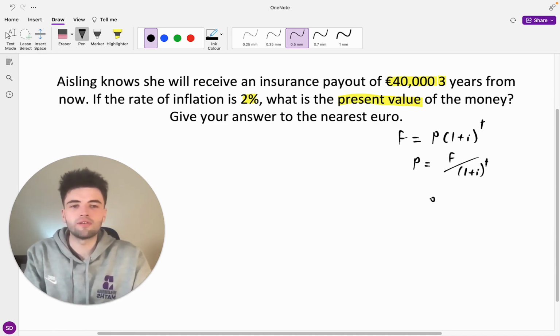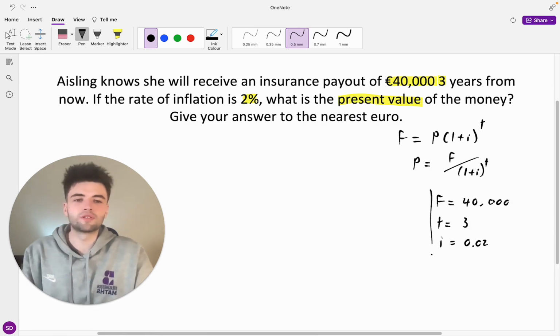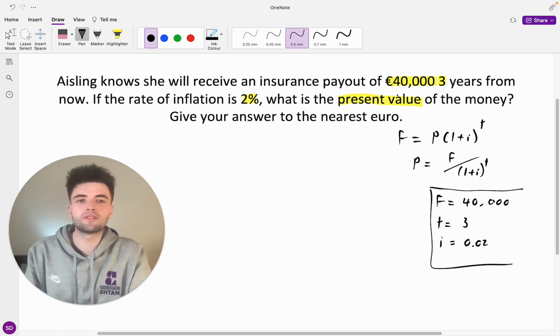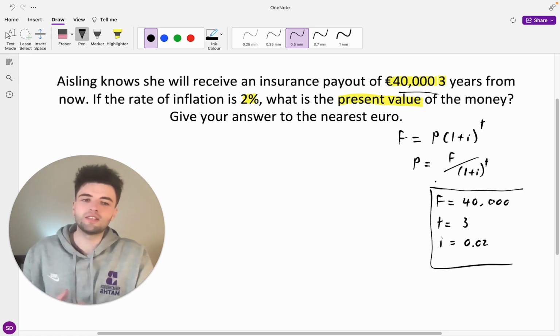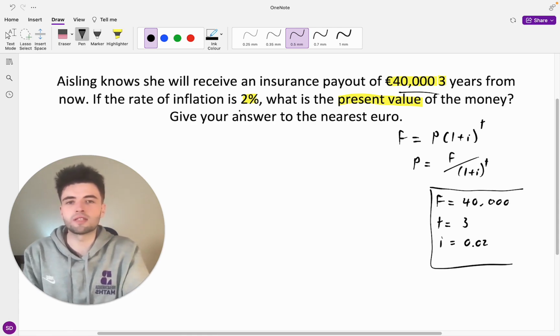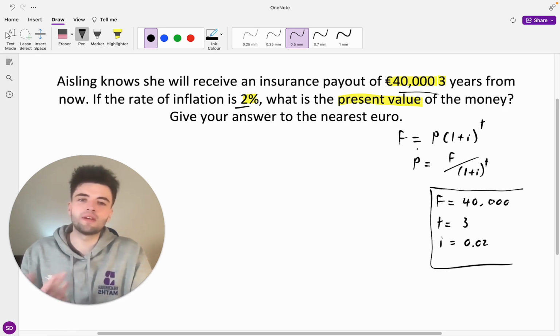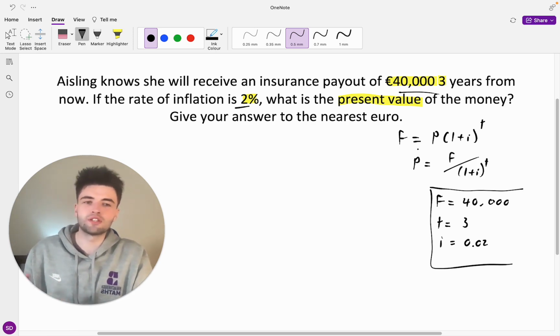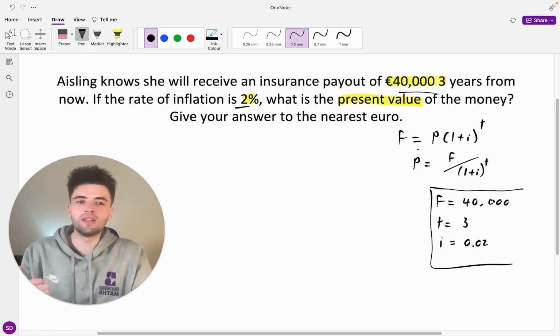And so all I have to do now is just label our variables. And so I've just got those here. So it's going to be F is equal to €40,000 because we know that's 3 years in the future. T is equal to 3 because it's 3 years, and then i is equal to 0.02 because that's the rate of inflation. It doesn't need to be a negative number because essentially we're dividing by 1.02 to the power of 3. So it's actually going to be a lower number.